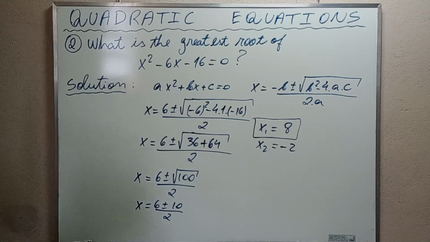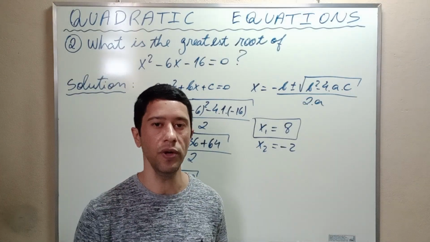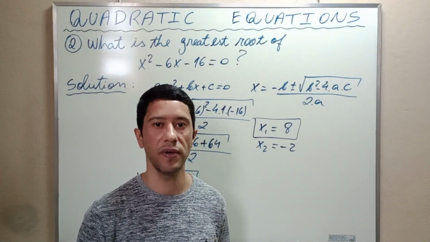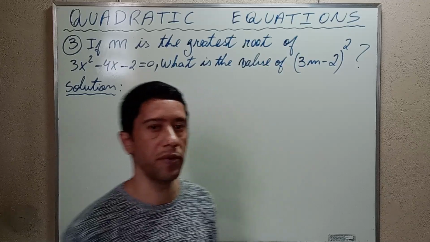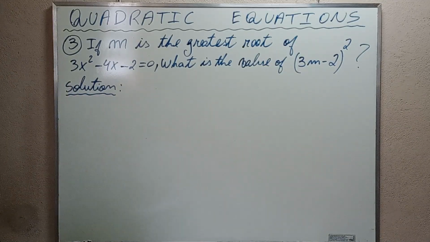Okay, my friends, this is all for exercise number 2. Let's go to the next. Let's go to exercise number 3. Exercise number 3 now, my friends. If m is the greatest root of 3x squared minus 4x minus 2 equal to 0, what is the value of 3m minus 2 squared? Okay, my friends, this is the exercise. Let's go to the solution.